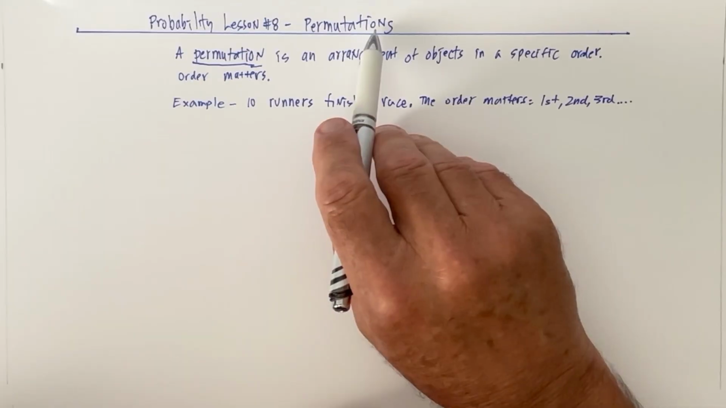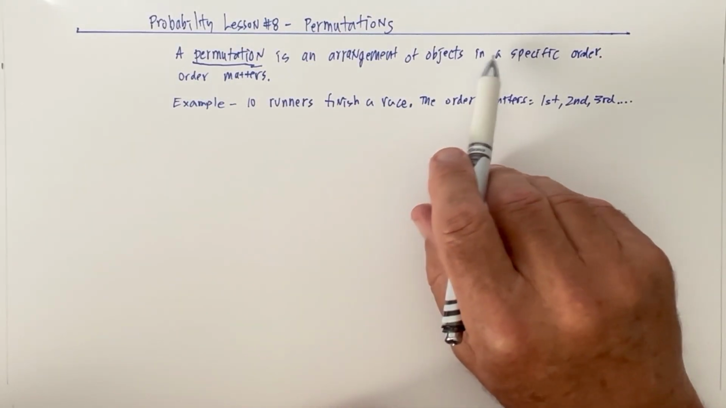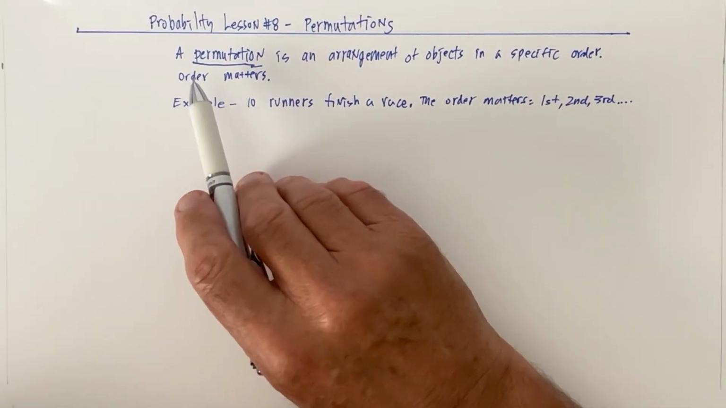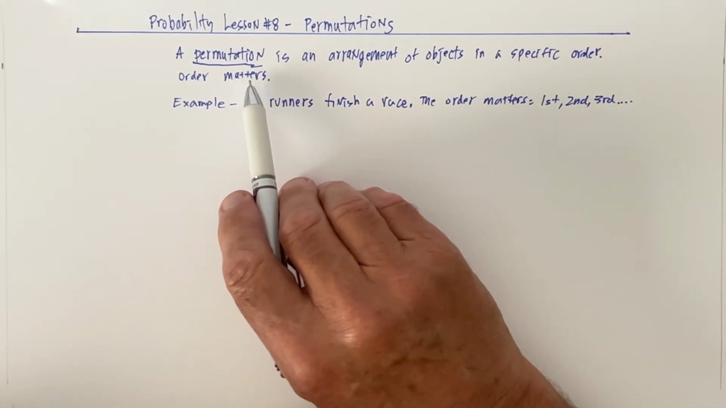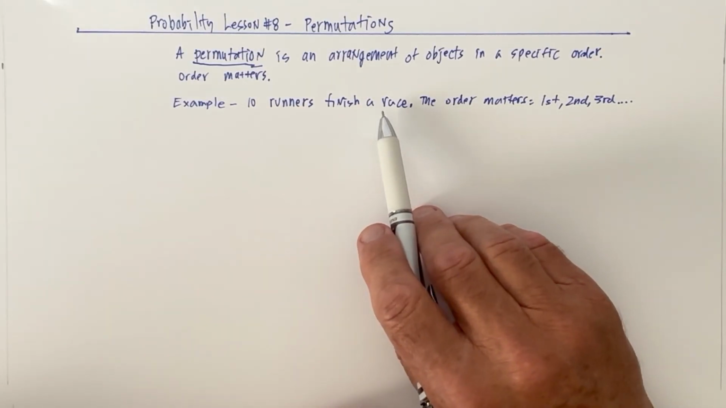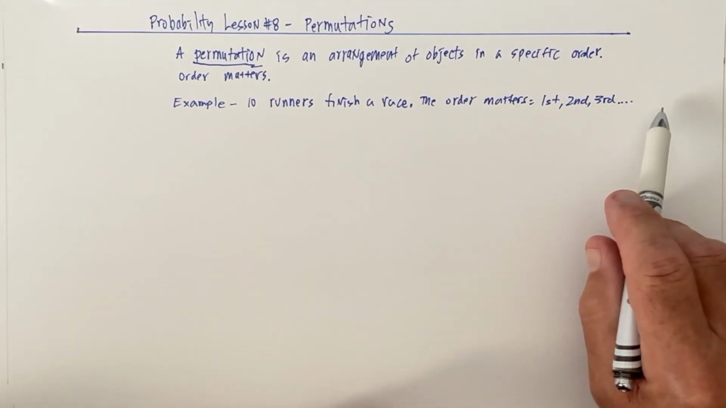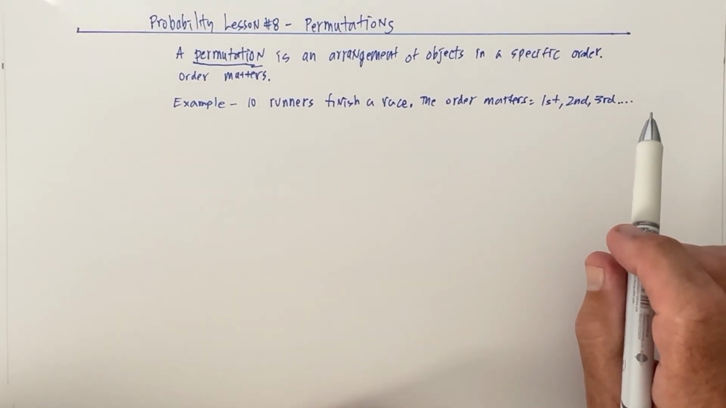This is on permutations. A permutation is an arrangement of objects in a specific order. And the important thing here is order matters. Let's take the simple example of 10 runners finishing a race. The order is going to matter. You've got first, second, third, on and on. It really depends on the order in which they finish.